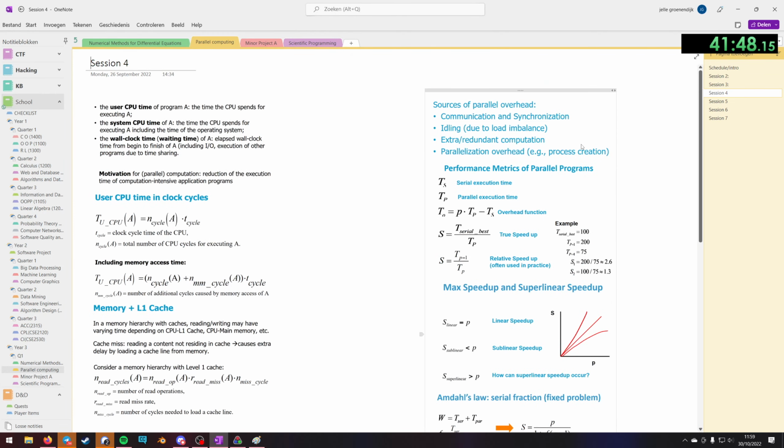Isoefficiency is T_O over W. So we know that T_O is this whole n thing, plus, and W is n to the power 2.5. So let me have a look at that.